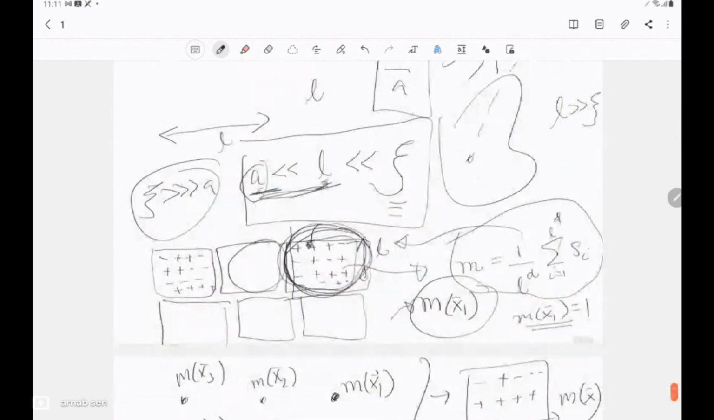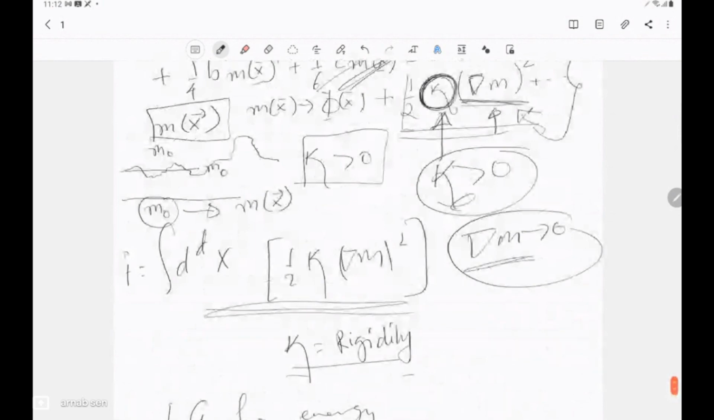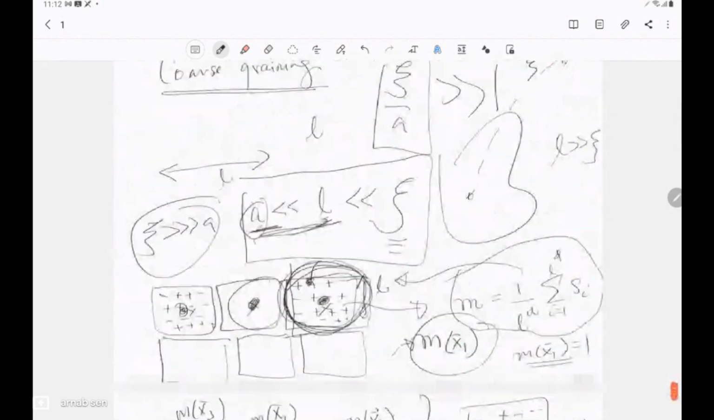Then I take these boxes and associate m of x to each such box, where x is like the center of each box, the spatial coordinate of that box. I add up all the spins and divide by the number of spins, so m is the average value of the spin here. The average value here might be slightly different from the average value here, which might be slightly different from the average value here, and so on. That's why you need this gradient term.